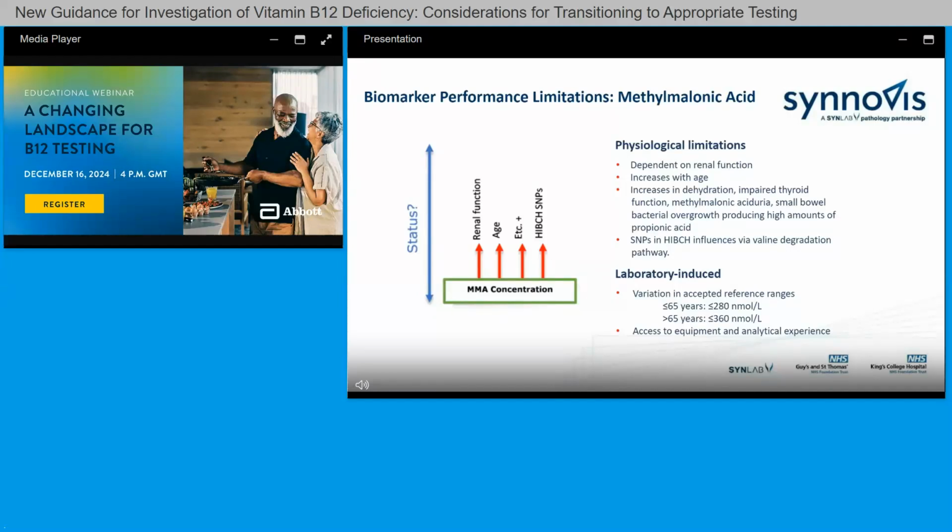Typical cutoffs for methylmalonic acid are 280 nanomoles per litre for patients under 65 years old and 360 nanomoles per litre for patients more than 65 years old. The biggest challenge for methylmalonic acid at the moment is that there is no highly automated assay available. It has a requirement on quite expensive equipment, mass spectrometry mainly, and you also need to have a high degree of analytical experience in your workforce to perform the assay.